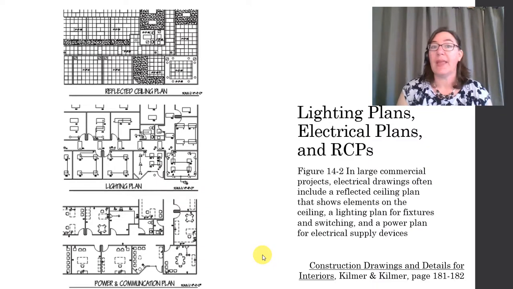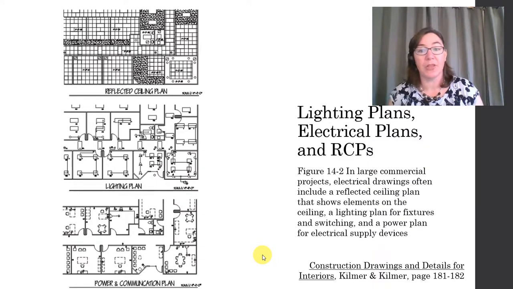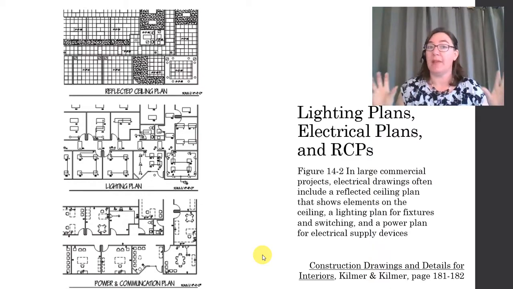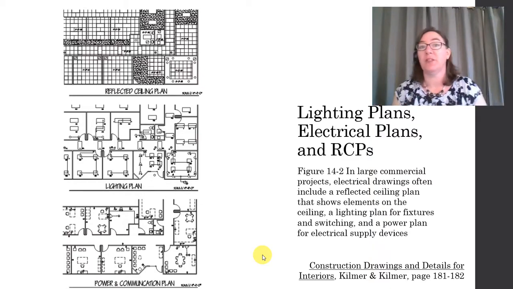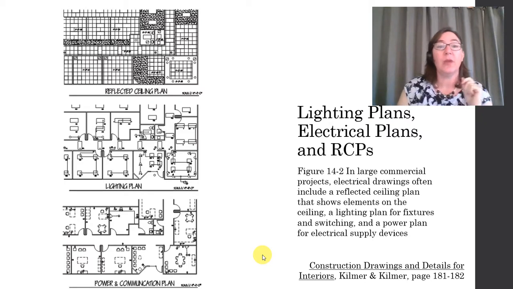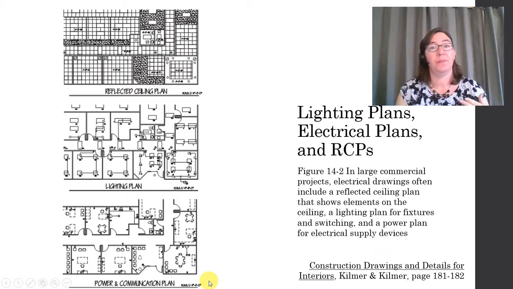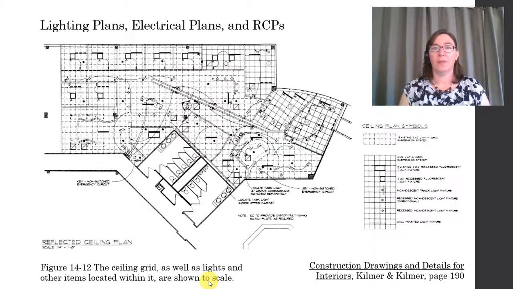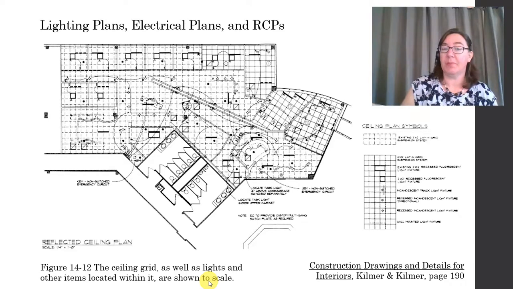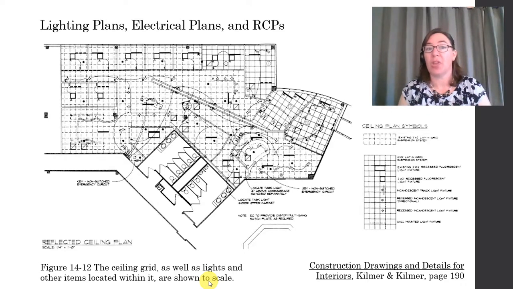In larger, more complicated projects, which are typically your commercial projects, these drawings can be separated, and the information is split apart onto different drawings. So here we have an example of a reflected ceiling plan, separate from a lighting plan, separate from the electrical plan. In this case, it's called a power and communication plan. Now, a designer can tailor these plans to fit the needs of a particular project. Sometimes you will see them completely separated out, sometimes you'll see some information shared.